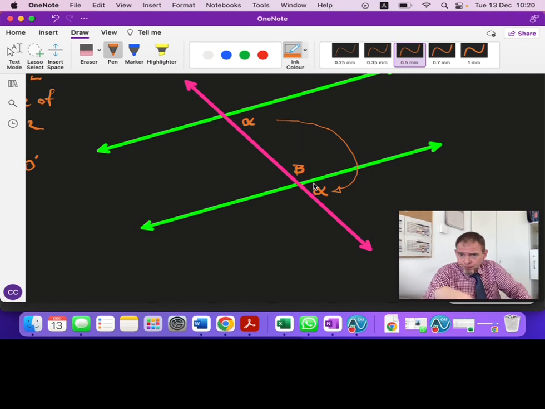So today, 3 concepts: corresponding angles, angles that are in the same spot relative to the lines are always equal. Alternate angles, angles that are across the transversal from each other, will always be equal. And then co-interior, angles in between the parallel lines, but on the same side of the transversal, are always supplementary. They add to 180 degrees.